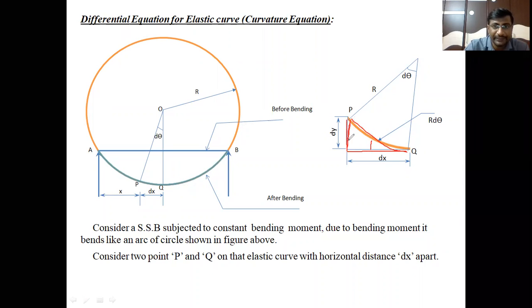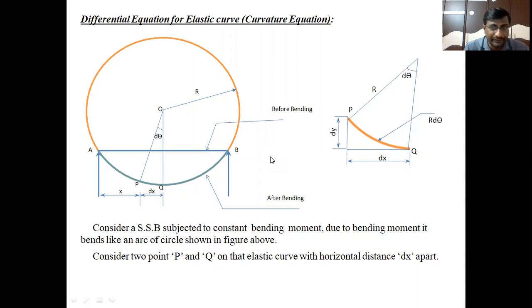If the deflection is very small, dy is very small between P and Q, because we are taking a small distance, or a small angle d theta. Whenever d theta is very small, P and Q almost coincide with each other and the deflection is very small. If dy is very small, the arc length is equal to the horizontal distance. Clear, students? Generally, in practical cases, the beams deflect very little.